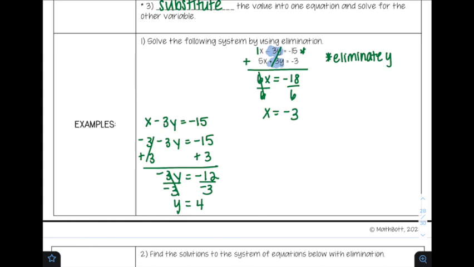And remember, the whole idea for solving is to find a solution, which will be a coordinate point, which in this case will be negative 3, comma 4. Because again, our x is negative 3 and our y is positive 4 that we found. All right, let's try number 2.